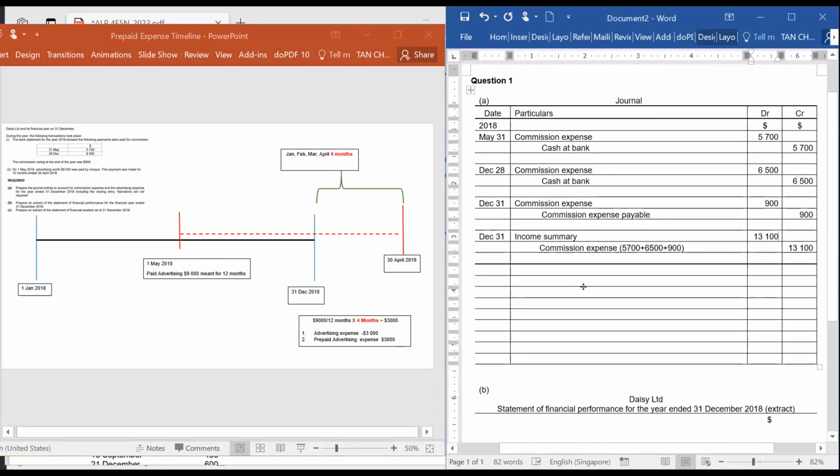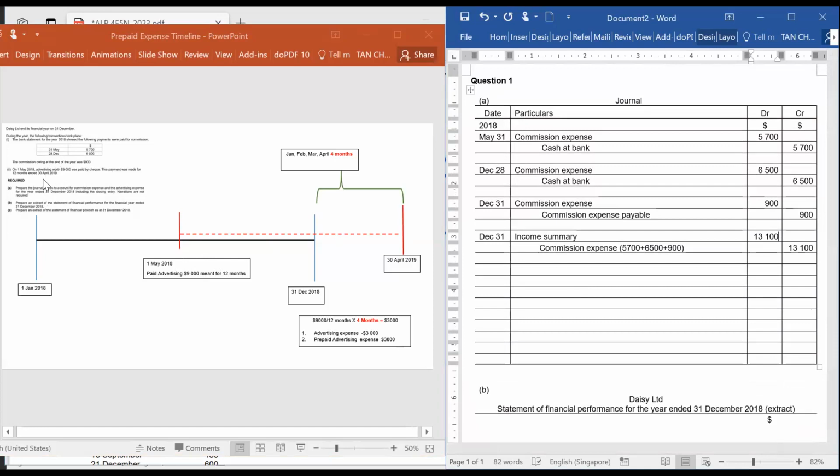So the reason why for commission expense I don't have to do the timeline, whereas advertising needs one, is because here the information about advertising gives us a date that is after your accounting year end, which is 30th April 2019.